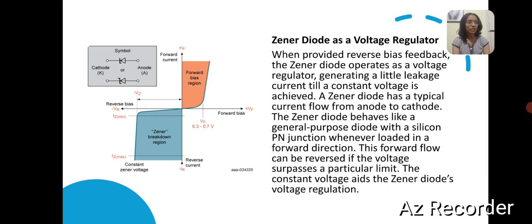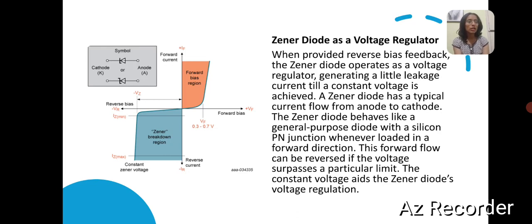Zener diode as a voltage regulator. When provided reverse bias feedback, the Zener diode operates as a voltage regulator, generating a little leakage current till a constant voltage is achieved. A Zener diode has a typical current flow from anode to cathode. The Zener diode behaves like a general purpose diode with a silicon PN junction whenever loaded in a forward direction. This forward flow can be reversed if the voltage surpasses a particular limit. The constant voltage aids the Zener diode's voltage regulation.